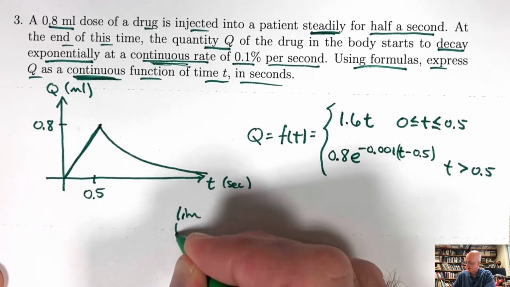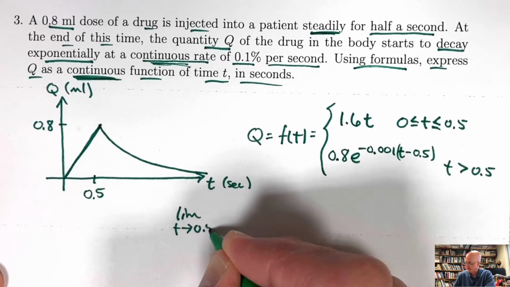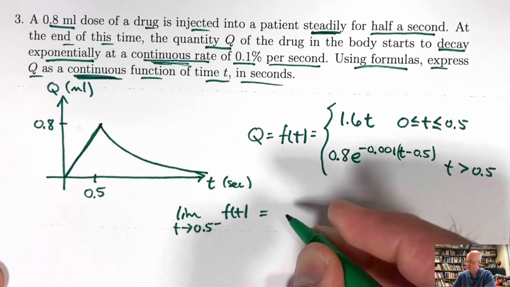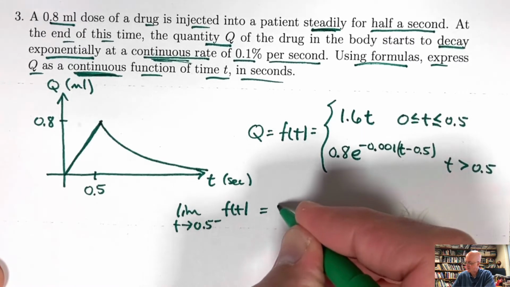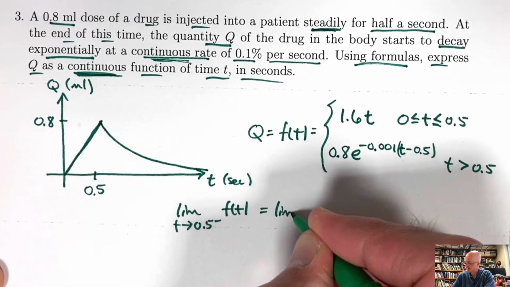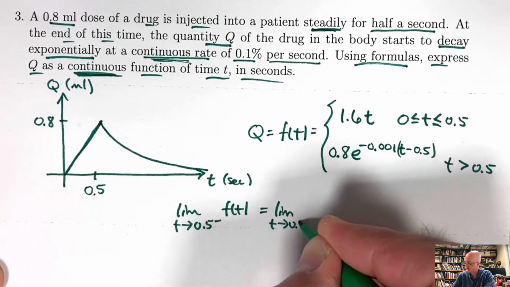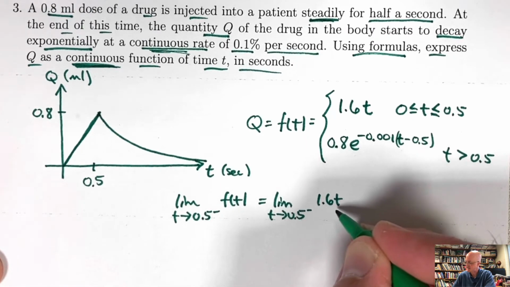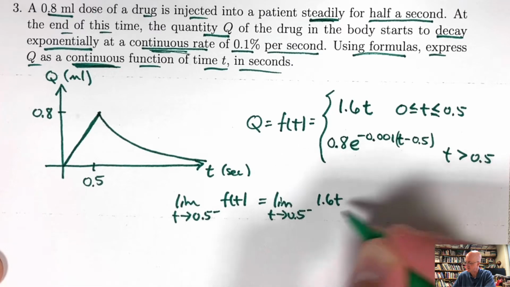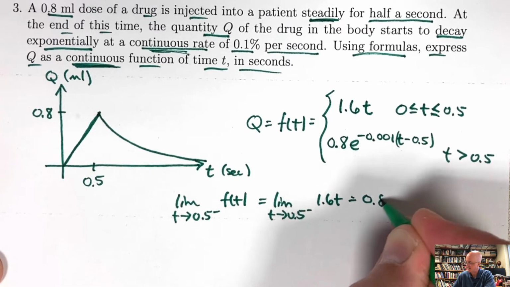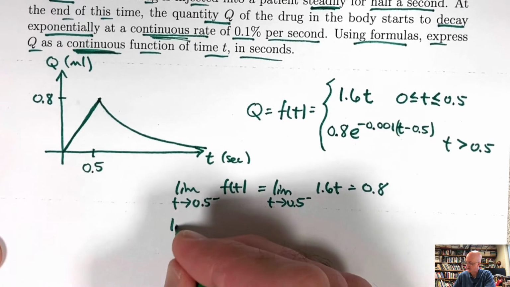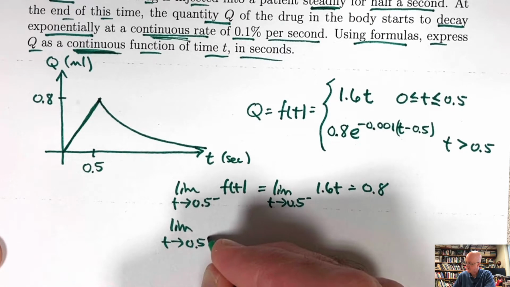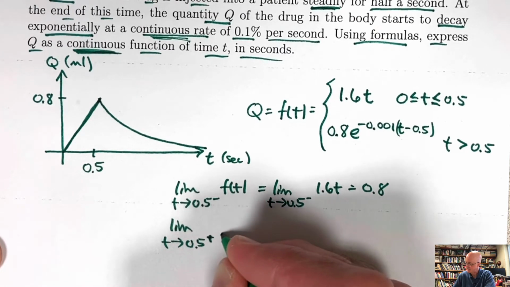Limit as t approaches 0.5 from the left of this function, I can use the formula in that case, 1.6 times t. That's the same as the limit as t approaches 0.5 from the left of 1.6 times t. That's a continuous expression of t. I can just plug in 0.5 and get 0.8. So that's the left-hand limit. The right-hand limit, as t approaches 0.5 from the right, put a plus sign here.